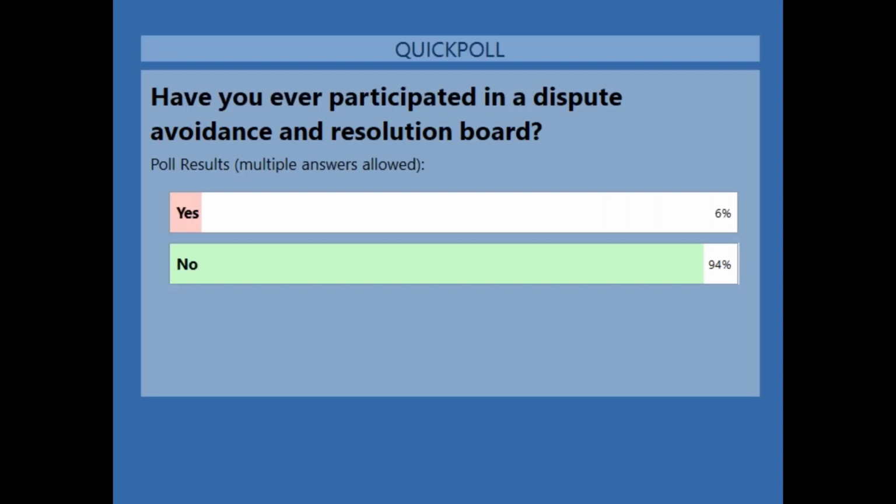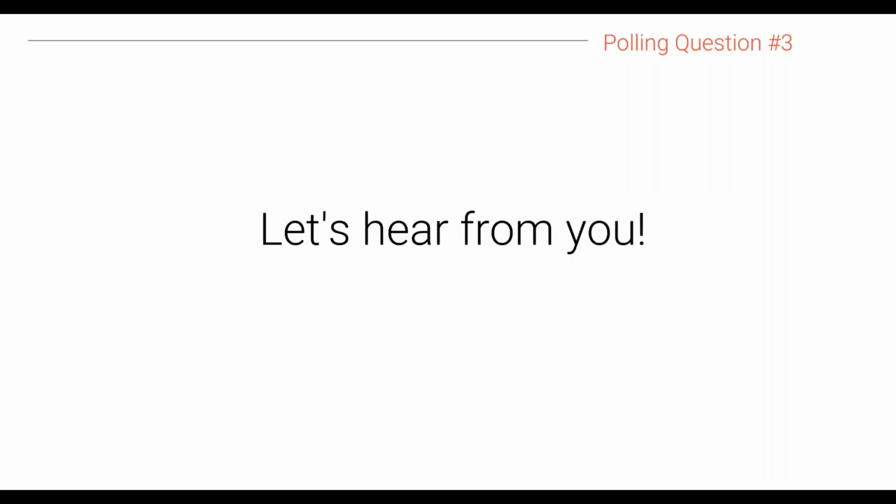I guess, more generically, it's the DRBs that I think most people are familiar with, but very interesting results there, Mike. I'm actually not able to see on my screen. What were the results? No for 94%. Oh, wow. I'm not entirely surprised by that. I figured that would be more of an outlier condition for most folks to be involved with one of those.